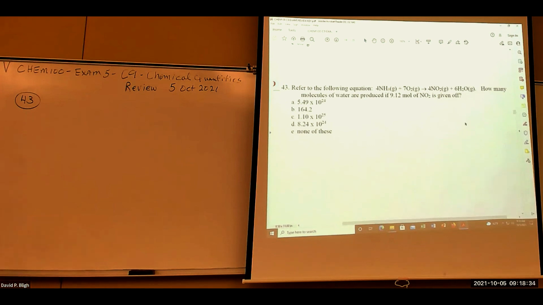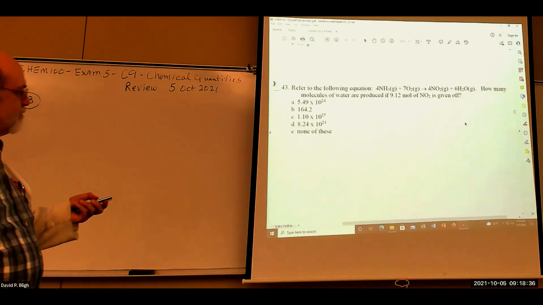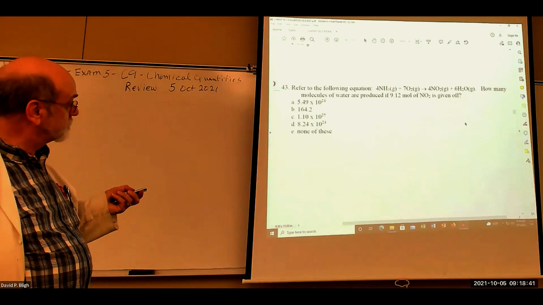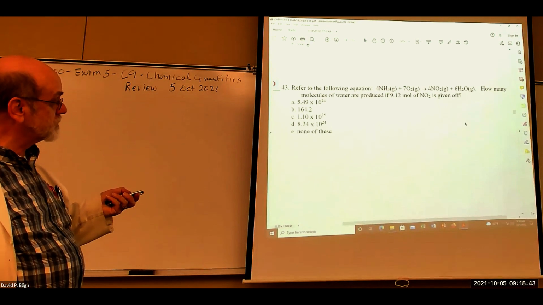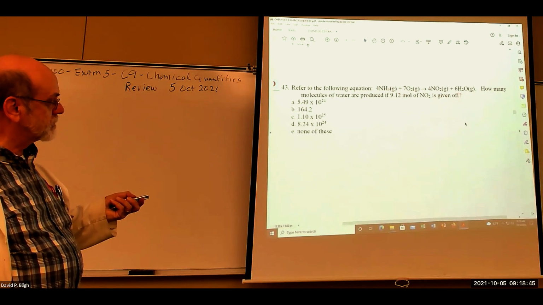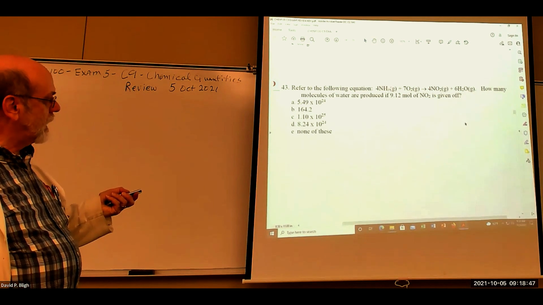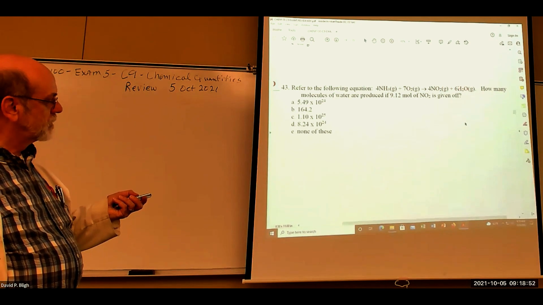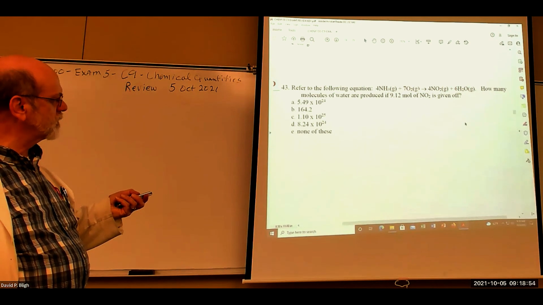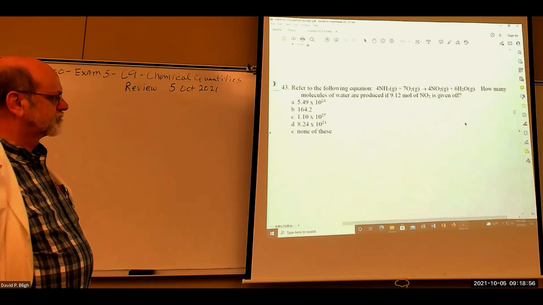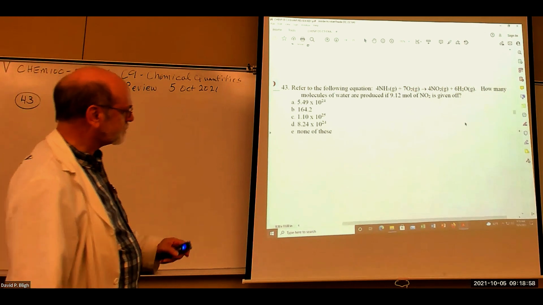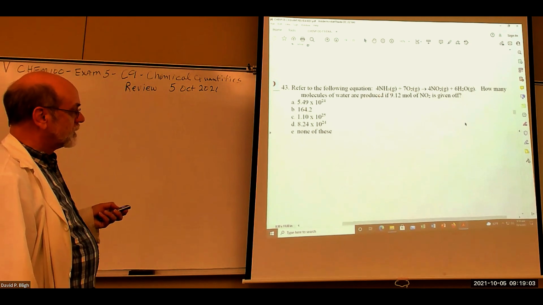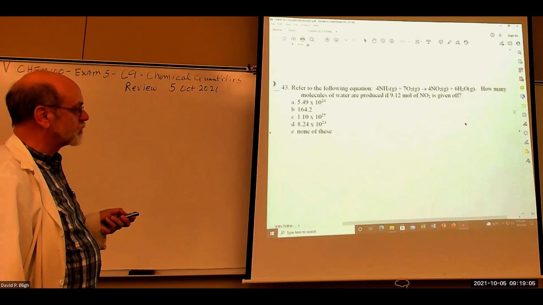So this question is based upon this balanced equation. I'm pretty sure it's balanced because of those coefficients, so we can check it out. 4 nitrogens, yep. 12 hydrogens, yep. And 14 oxygens. So 8 plus 6 is 14. Didn't we balance this equation before? Maybe not. Anyway, how many moles of water are produced if 9.12 moles of NO2 is given off?